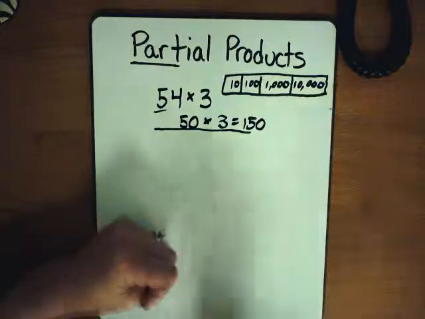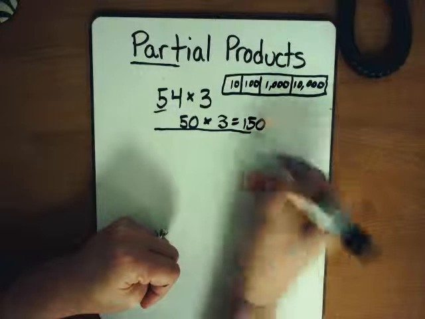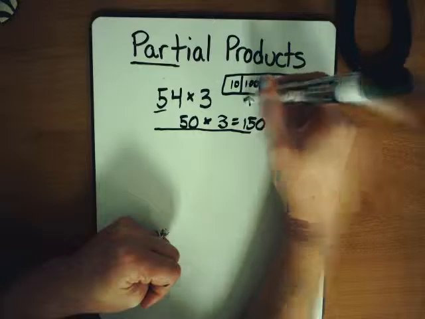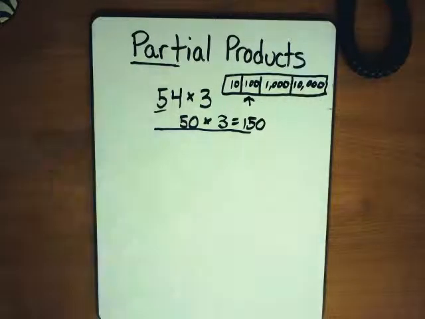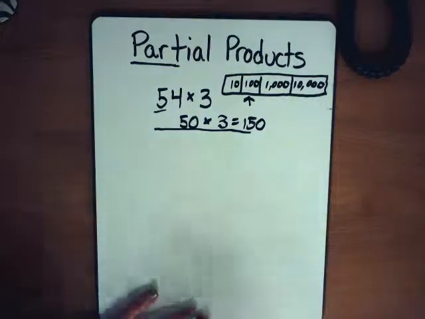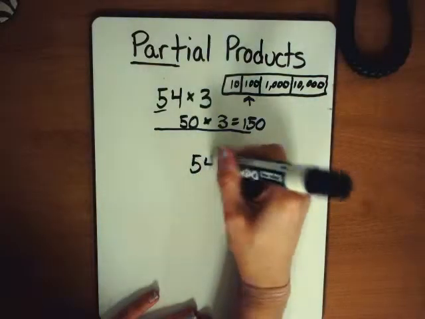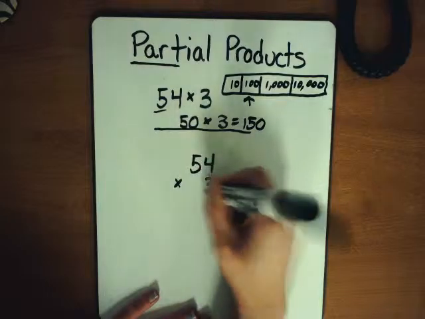So as I take a look at my magnitude estimate bar, I know my answer is going to be in the hundreds column. Okay, so now I'm ready to find my exact answer. So I'm going to write my problem vertically. I need you to go ahead and write this in your notebook as well.